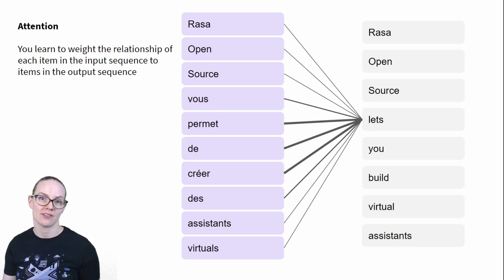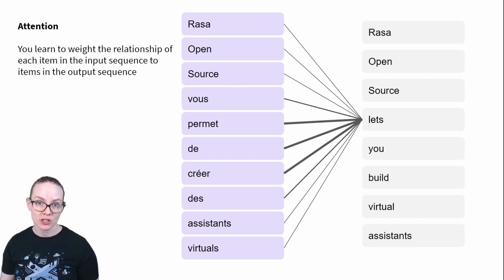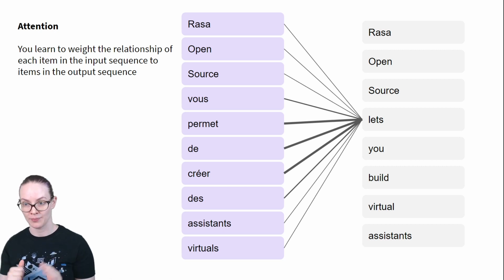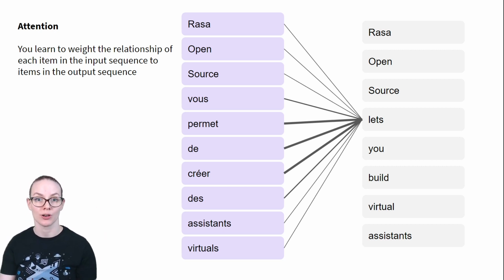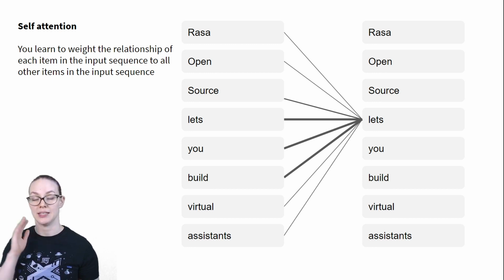You may be familiar with the fact that the title of the paper where transformers were proposed is "Attention is All You Need." Attention has been around for a while, and the general idea is that you learn a weight between each input item and each output item. So here you can see the weight between "let's" in the input sequence and each of the words in the output sequence.